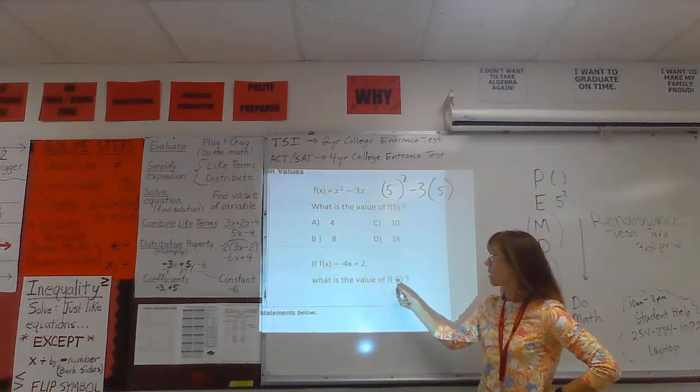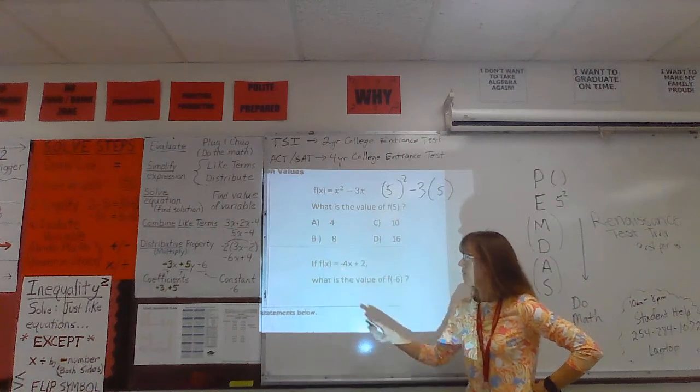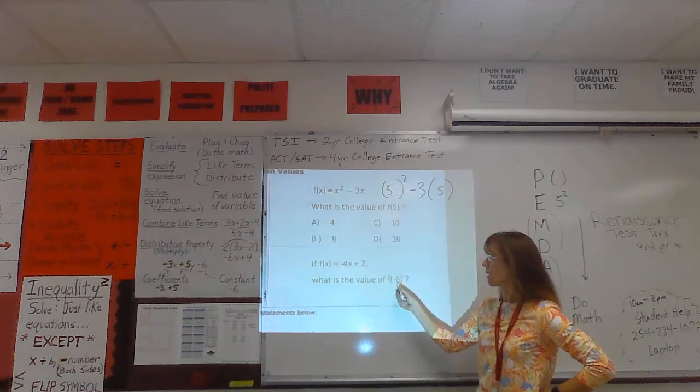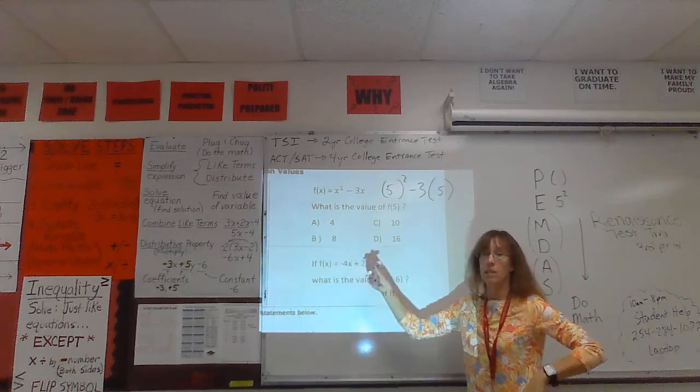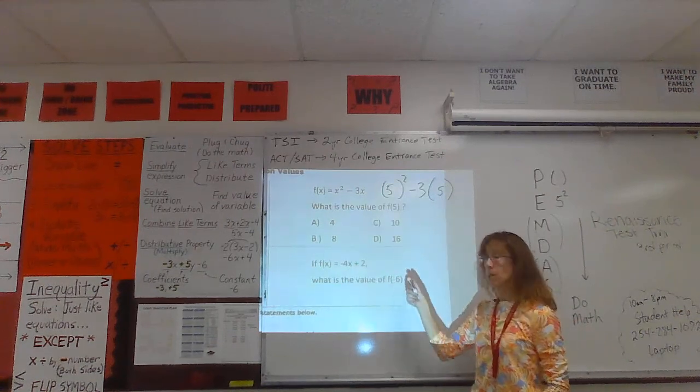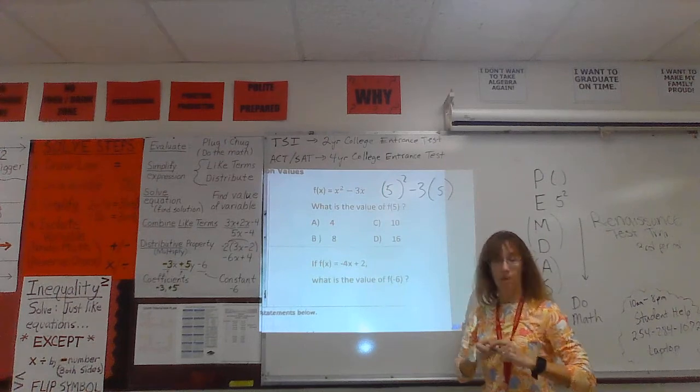This one, same thing. What is the value of f of negative 6? They gave you another f equation. So for this equation, find f of negative 6. Again, write down the side where the x is, make yourself a parentheses, drop the number inside, and just go do that math. Okay?